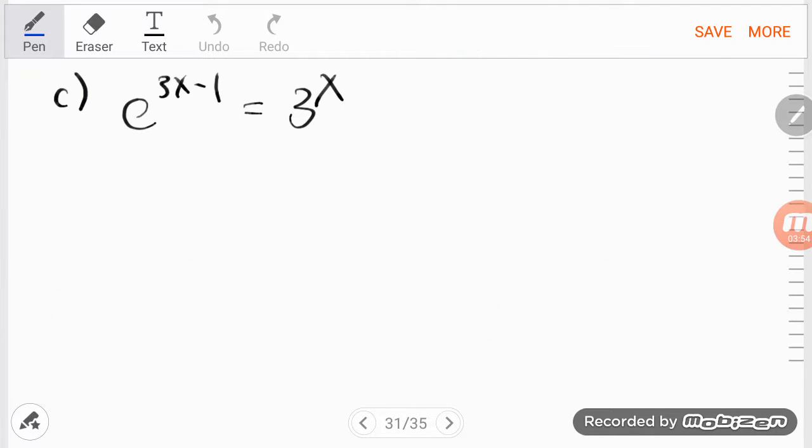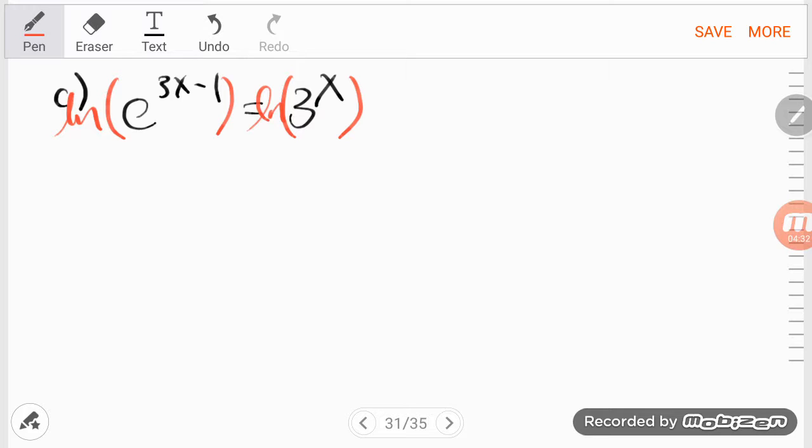Okay, the third one. In this case, I have e to the power of 3x minus 1 is equal to 3 to the power of x. Similarly, I'm going to try to bring the exponents down, and I will try to use natural log or log to help me bring the x down from the exponent. So in other words, I could use ln. I'm going to ln the left and the right.